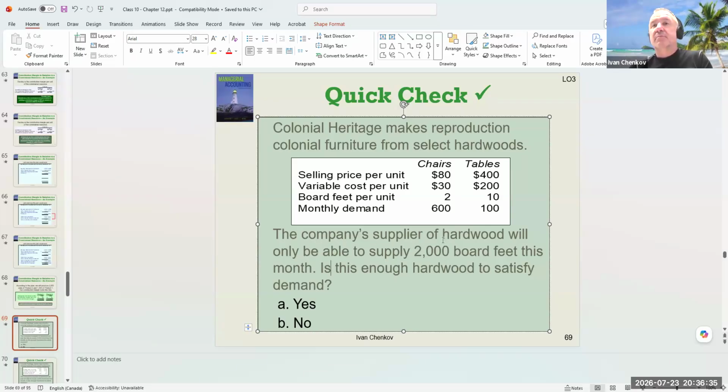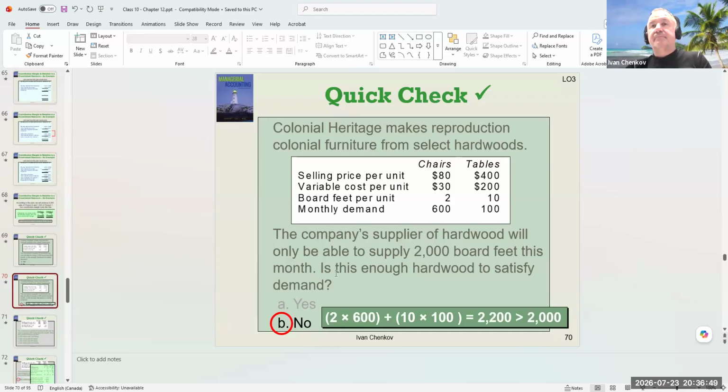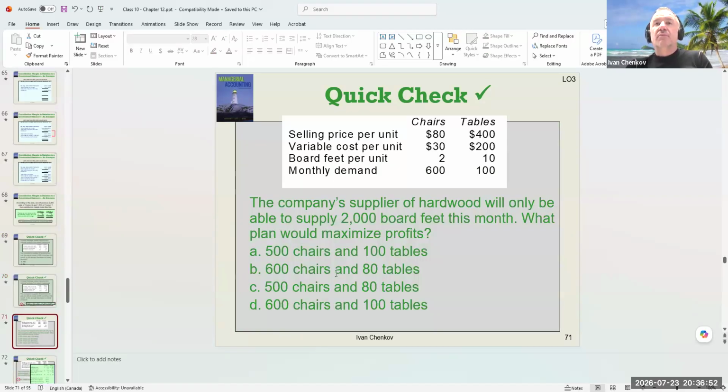So let's go with this one. Is our company's supplier of the hardwood able to supply 2,000? Is this going to satisfy our demands? Obviously, no. Why? Because we need 2,200 board feet. So what will be the combination which can maximize our profit? We already came up with this answer. The logical combination will be 600 chairs, the entire demand of the chairs, and with the remaining capacity of the board feet, to produce the 80 tables.